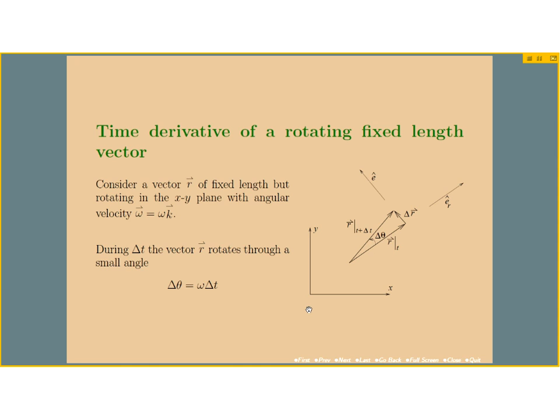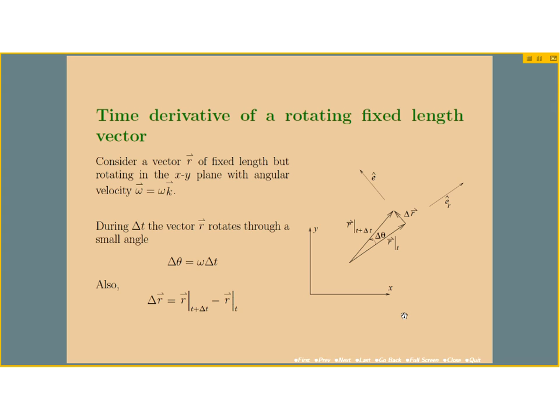Now, during this small time increment delta t, we can say that the vector R rotates through a small angle delta theta, and the magnitude of this angle delta theta can be calculated as the magnitude of the angular velocity of rotation omega times delta t. And of course, this small angle delta theta is actually indicated in this sketch.